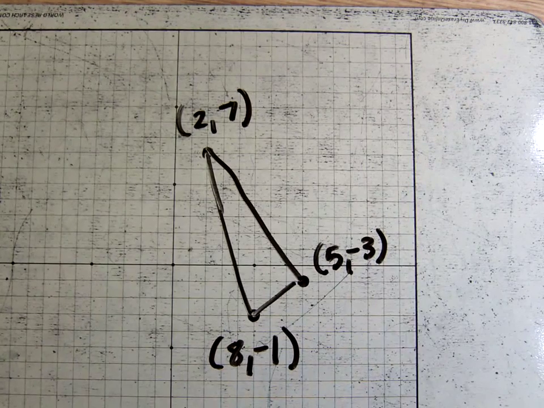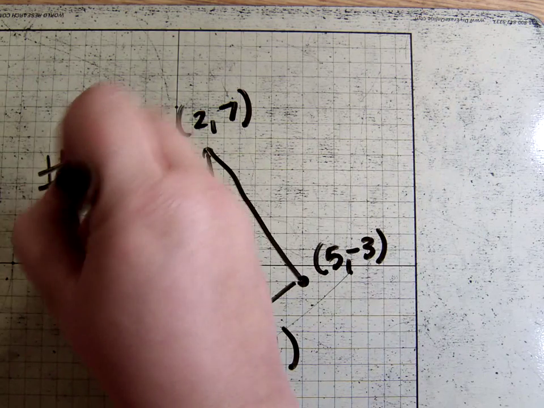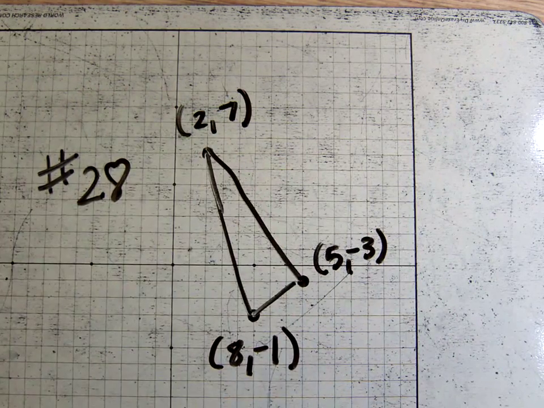All right, in your homework last night, one of the things you were asked to do was find the centroid of a triangle given its vertices, and this was number 28. It was also number 27. You were asked to do the same thing.